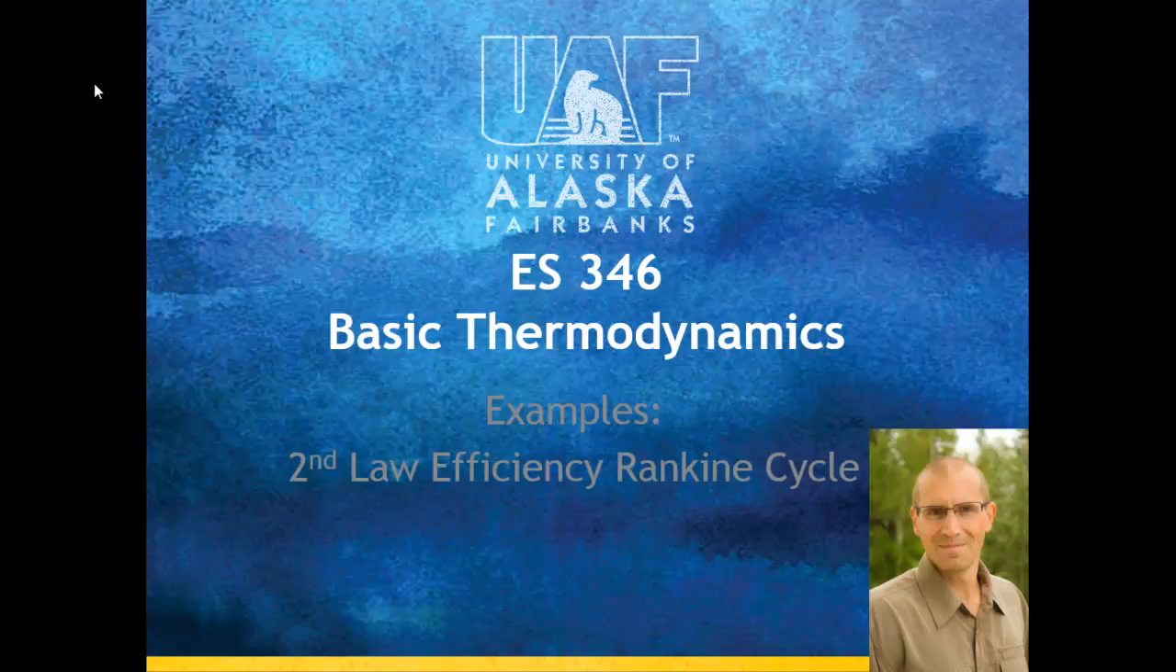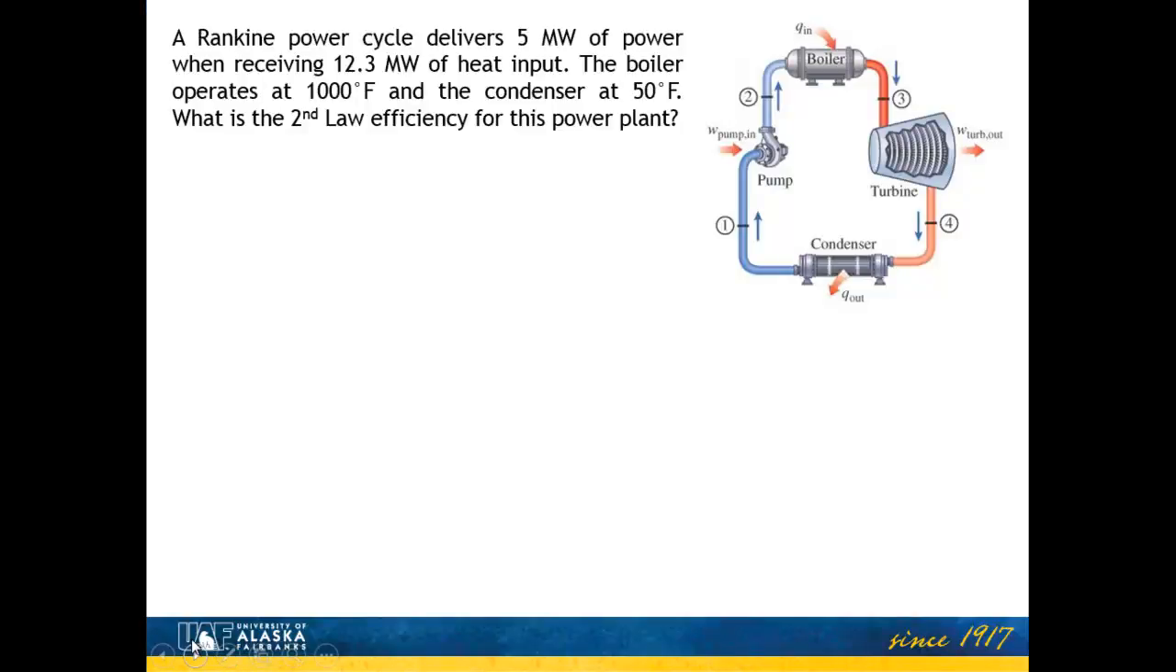These are examples, and the example today we're going to look at is the second law efficiency of a Rankine cycle. I'm Mark Peterson. So here's the example we're going to look at. We have a Rankine power cycle, and we're told that it delivers 5 megawatts of power while receiving 12.3 megawatts of heat input. The boiler operates at 1000 degrees Fahrenheit and the condenser operates at 50 degrees Fahrenheit. And we're asked to find the second law efficiency for this power plant.